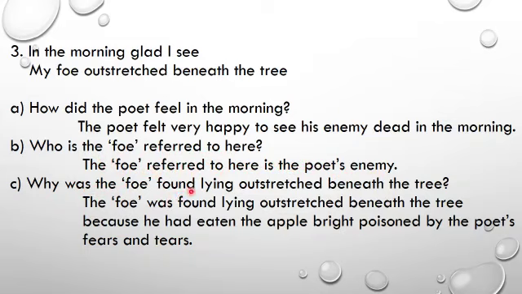Why was the foe found lying outstretched beneath the tree? The foe was found lying outstretched beneath the tree because he had eaten the apple bright, poisoned by the poet's fears and tears.